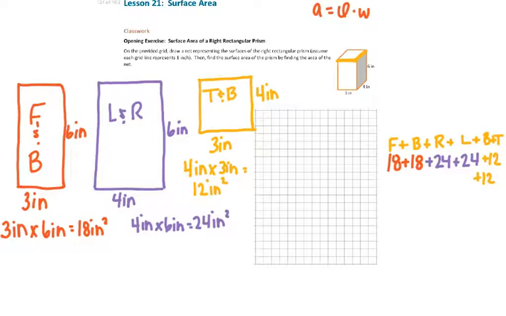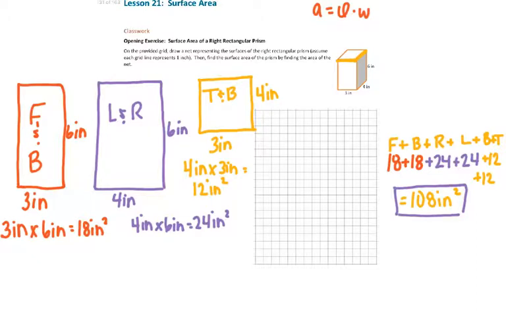So now, before I even draw this as a net, I can add up all of these different areas, and that will be the area of my entire prism, the surface area of my prism. So I'm going to add those up. So I've got 18 plus 18 plus 24 plus 24 plus 12 plus 12, and that equals 108 inches squared. So the surface area of my box is 108 inches squared.